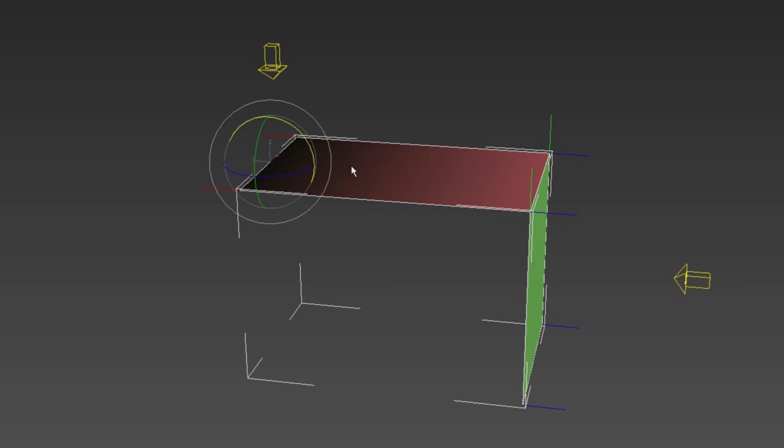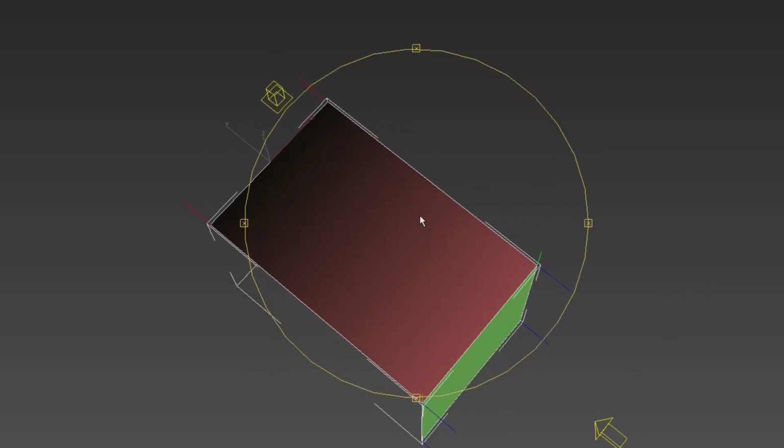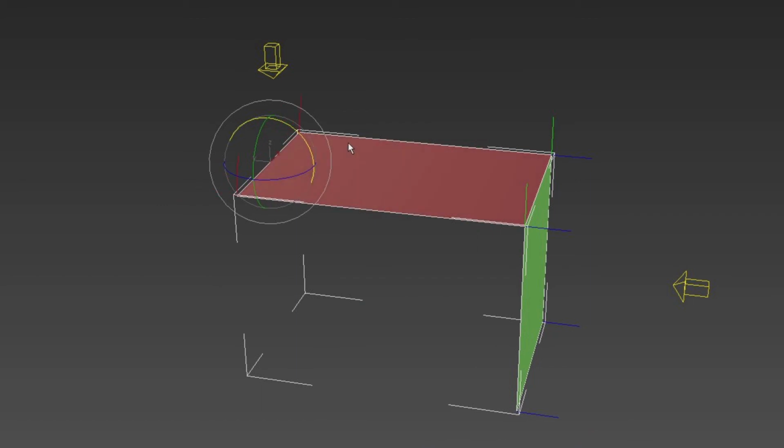So we get a graduation of the lighting change across this surface, and this is how we represent curved surfaces. Let's just rotate these back so they're perpendicular to the surface.